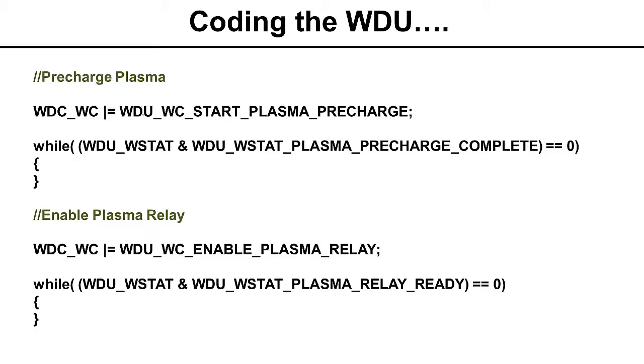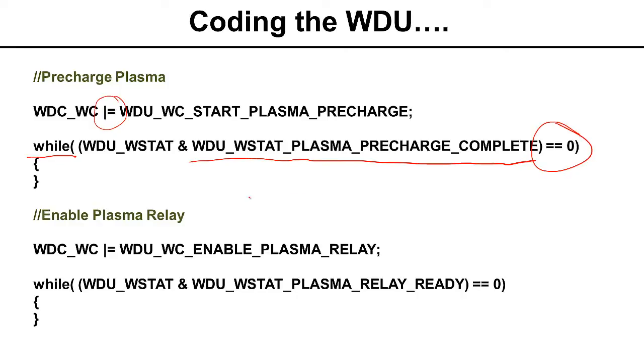The dilithium's ready. We can pre-charge the plasma. We do it by setting the plasma pre-charge bit. Once again, I'm going to test the plasma pre-charge complete bit until it's done. That's all this while loop is doing.